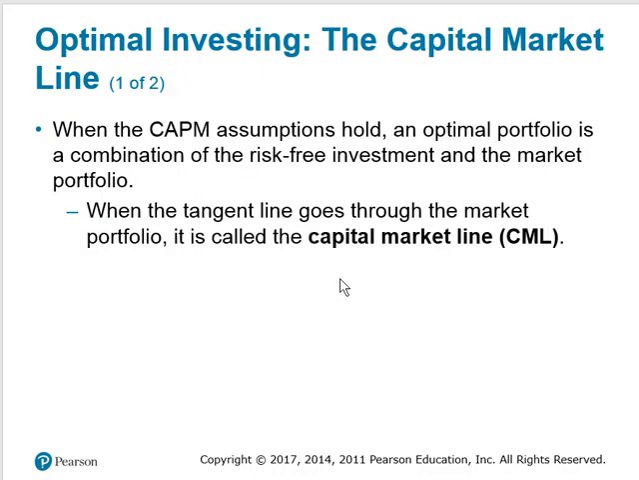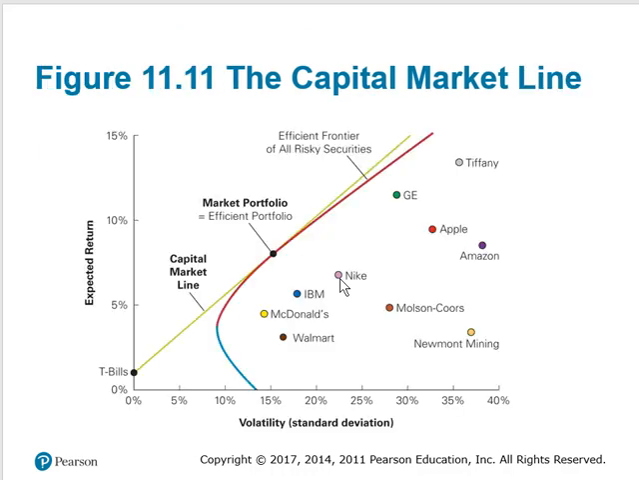When the CAPM assumptions hold, the optimal portfolio is a combination of the risk-free asset and the market portfolio. What does this mean for us? Basically, it says there is a graphical representation between risk and return if the capital asset pricing assumptions hold. And we've seen this picture a little bit earlier.